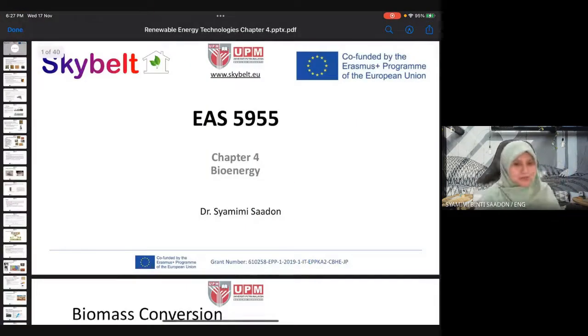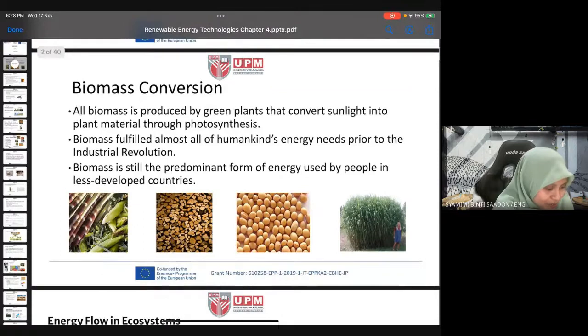Okay, so today we will continue a new topic regarding bioenergy, biomass, biofuel, etc. Like last week, Shikin presented some part of this biomass technology, right? Okay, so bioenergy. We start with biomass conversion. As you know, biomass.